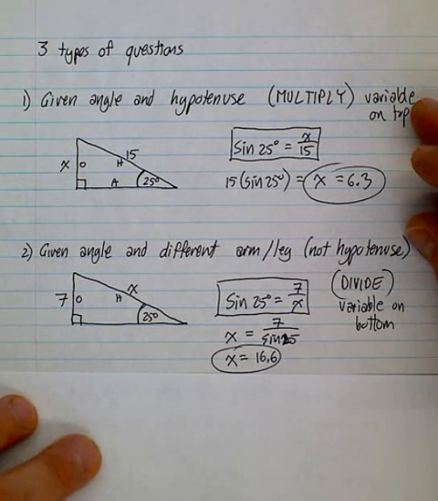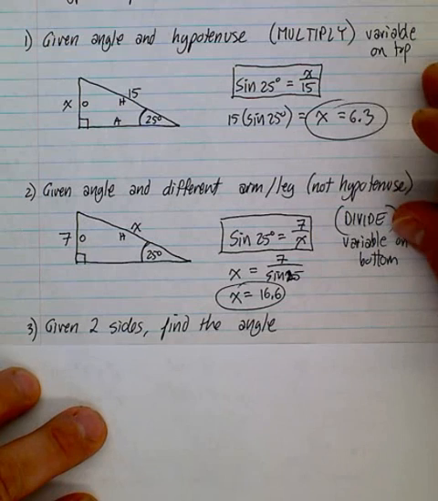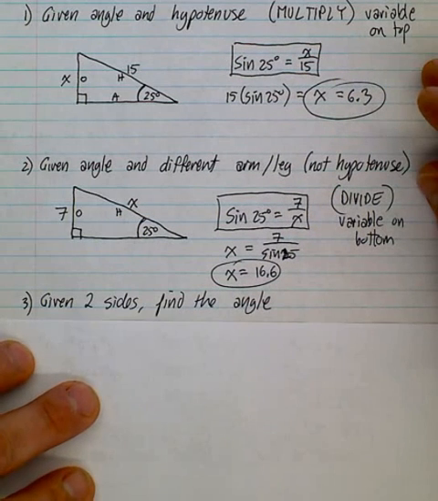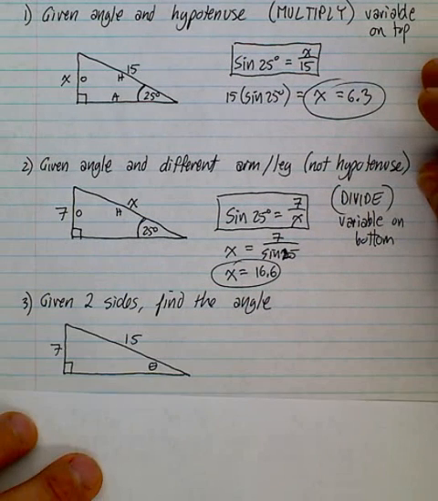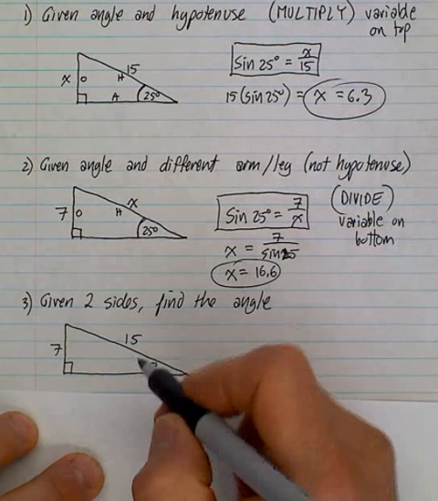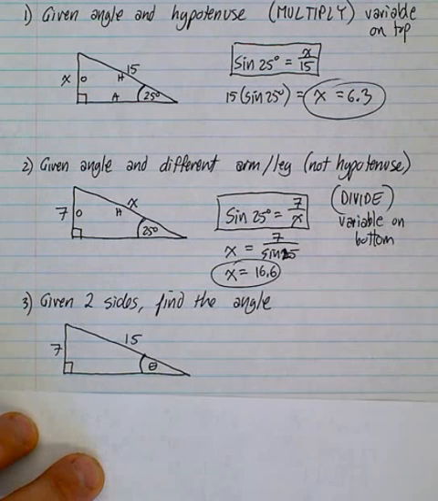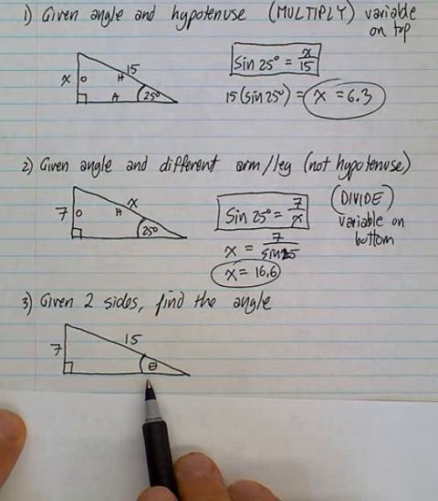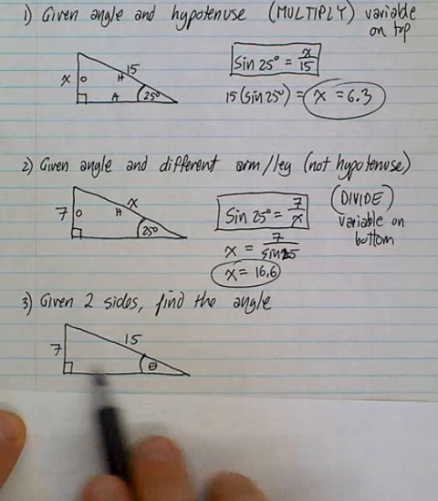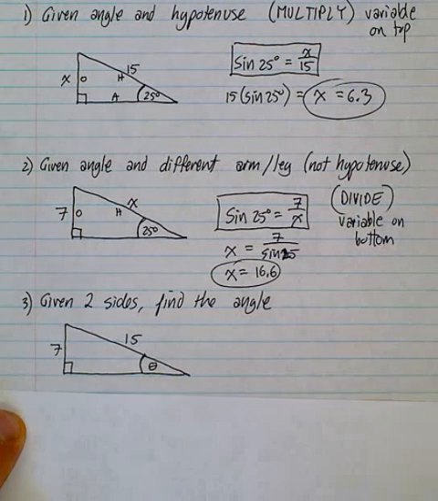Now the third type of question is going to involve finding the angle given two sides. Okay, so here's another example. I'm looking for this angle. How are we going to do this? Using these sides, how are we going to find that angle? Okay, good time to pause the video. I'll work through it now.